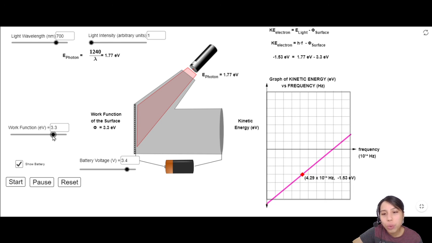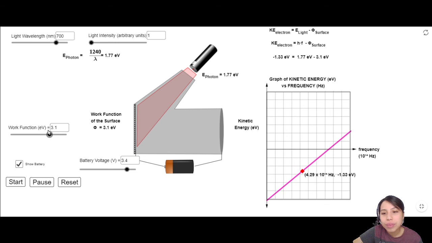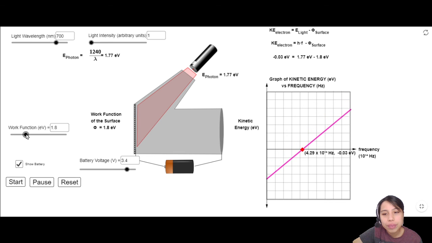So if I change the work function, I change the y-intercept. So the graph is just sliding up and down. What does that change? Of course, the graph slides up and down. But you see, the place where this graph intersects the frequency axis is our threshold frequency. The threshold frequency will change. See, I increase the work function, I make it more negative. Now the threshold is over here. Are any electrons emitted?